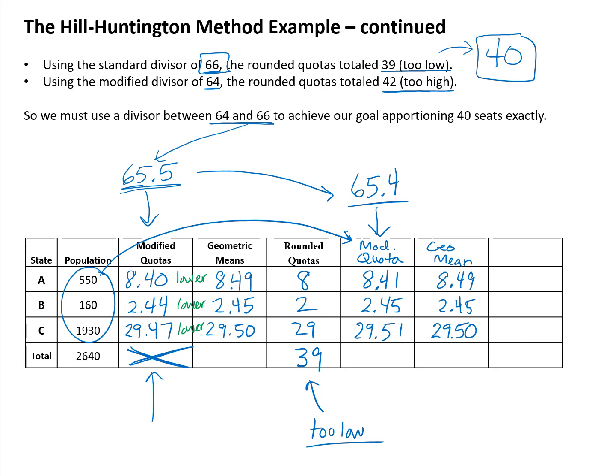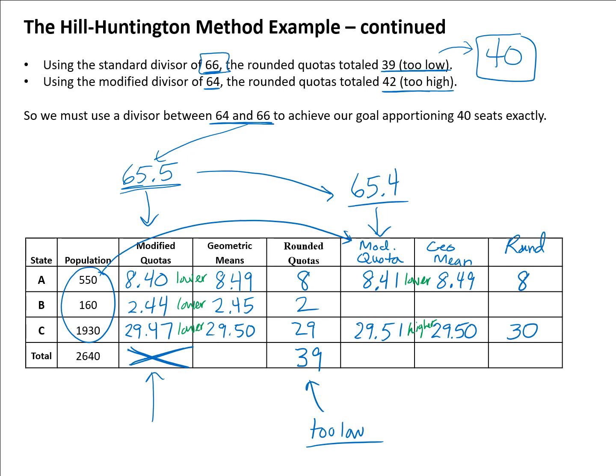Now, several of these comparisons are really easy. 8.41 is lower than 8.49, so we round down there. So in our third column, we're going to round. And then our last value, 29.51, is higher than 29.50, so that rounds up to 30. But these other two values, 2.45 and 2.45, are exactly the same, so we need to figure out what to do there. Well, remember, we rounded these values off, so what we should probably do is go back and recalculate them out to further decimal places.